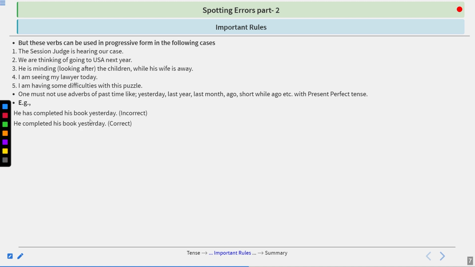The correct one is he completed his book yesterday. Or you can also say he has completed his book without referring to the time.